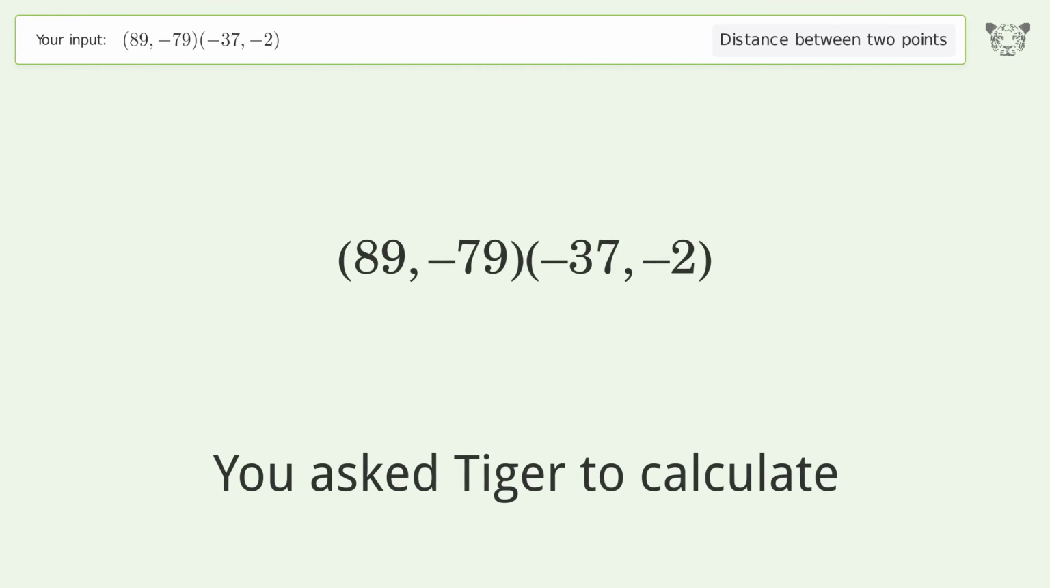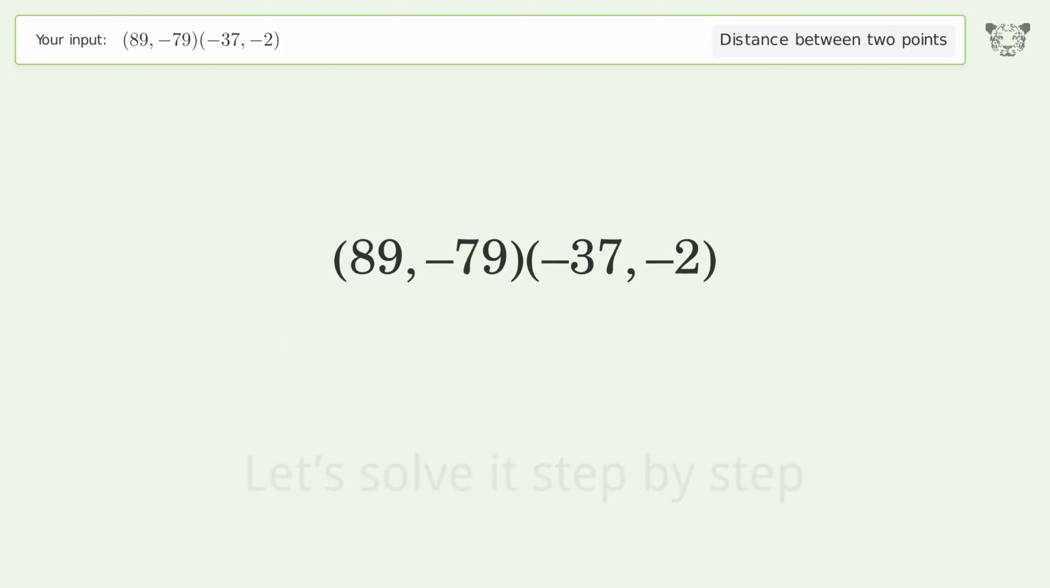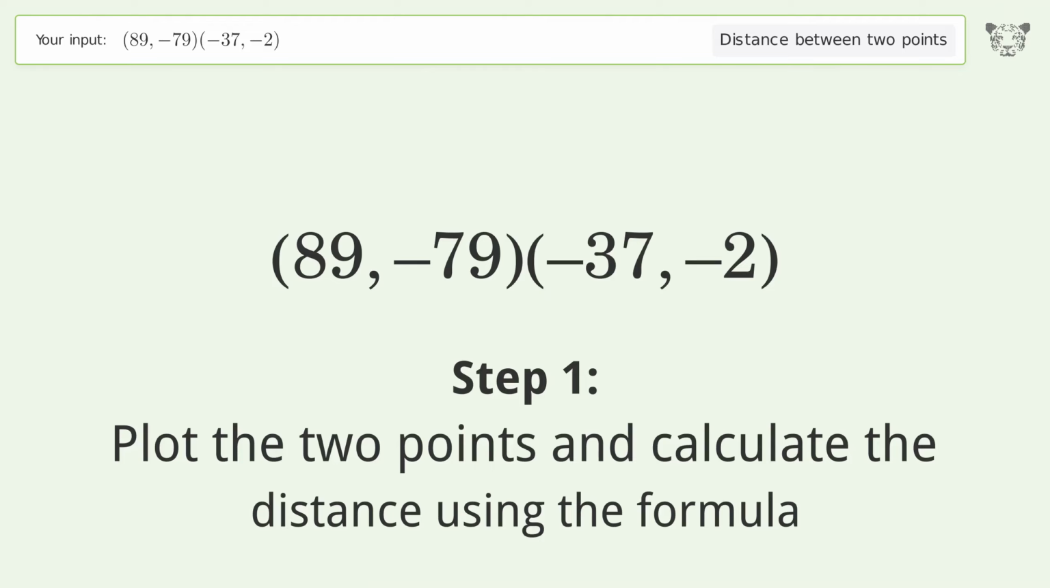You ask Tiger to calculate. This deals with the distance between 2 points. The distance between the 2 points is the square root of 21,805 or 147.665. Let's solve it step by step. Plot the 2 points and calculate the distance using the formula.